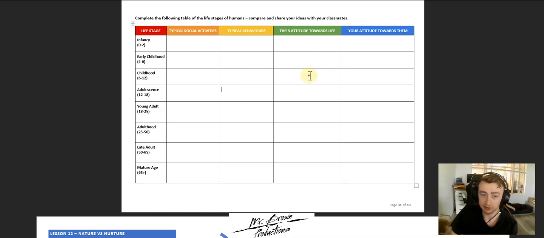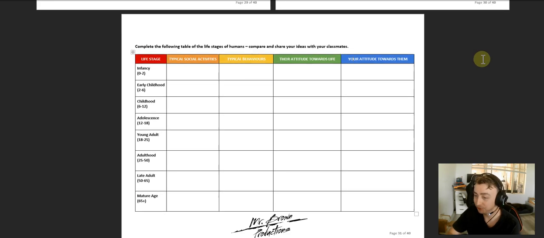Their attitude towards life, that you think. So what I mean by their attitudes towards life is, what do you think the mature person's attitude towards life is compared to an early childhood's attitude towards life? Their attitude towards life might be full of things that are fun, curious, whereas the attitude towards life in adulthood might be very different. And then I want you to think about your personal attitudes towards them. So what is your attitude towards a baby? What is your attitude towards an adult? What are your stereotypical attitudes toward an old person? So fill out that table there, share it with your classmates, and then we can discuss the findings in class. That's it for this lesson. Thanks.